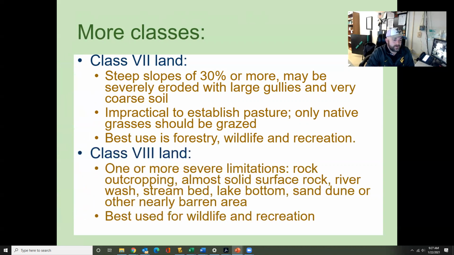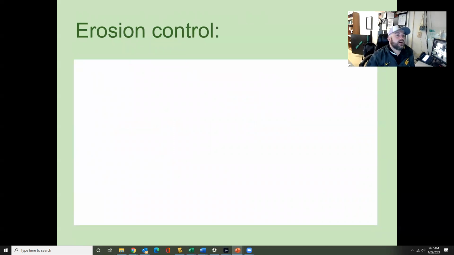And then you have your class 8, which has one or more severe limitations: rock outcroppings, almost solid soil rock, or surface rock, river wash, stream bed, lake bottom, sand dune, or other nearly barren area. So these are best used for wildlife and recreation.